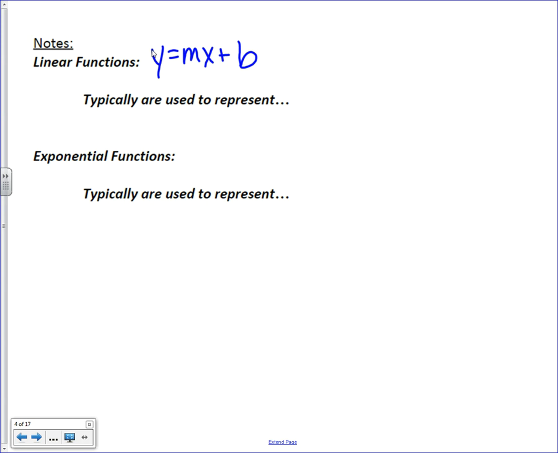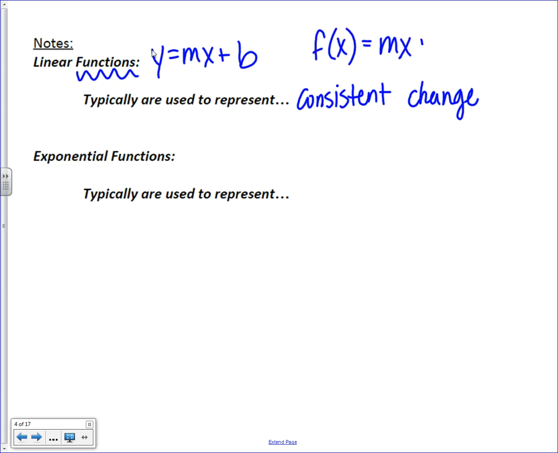Okay, so linear functions are typically used to represent consistent change, meaning it does the same thing every single time. Up 1 over 3, up 1 over 3, up 1 over 3 for the end of eternity, right? We just kept going and going and going. That's a line. Now, does everybody see how I use this word function right here? Function is normally f of x, isn't it? Now, I need you to understand that y equals mx plus b is the same as f of x equals mx plus b. They mean the same thing, just instead of y, I'm using f of x. Is that all right? We following that okay?